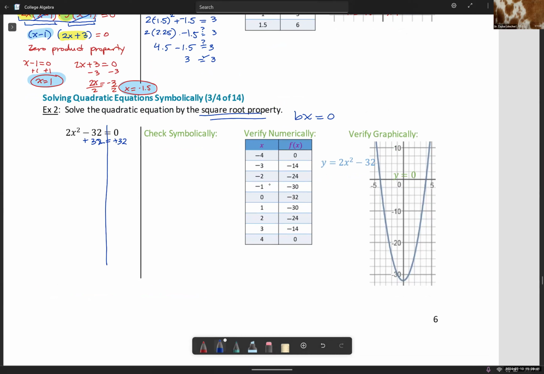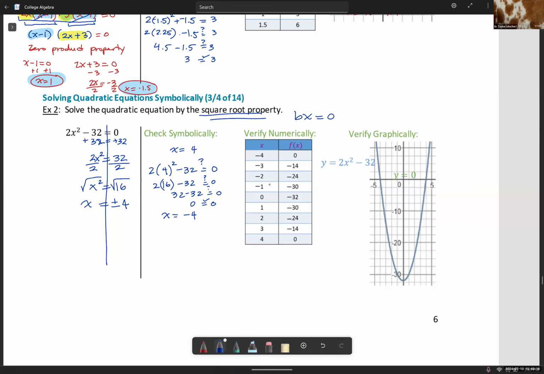Just add 32 to both sides. We get 2x squared equal 32. Divide by 2. X squared equals 16. Take the square root of both sides, x equals plus or minus 4. So your answer would be x equal 4 and x equal -4. Check your work. 2 times 4 squared minus 32. Does it equal 0? That's 2 times 16 minus 32. That's 32 minus 32. It does equal 0.